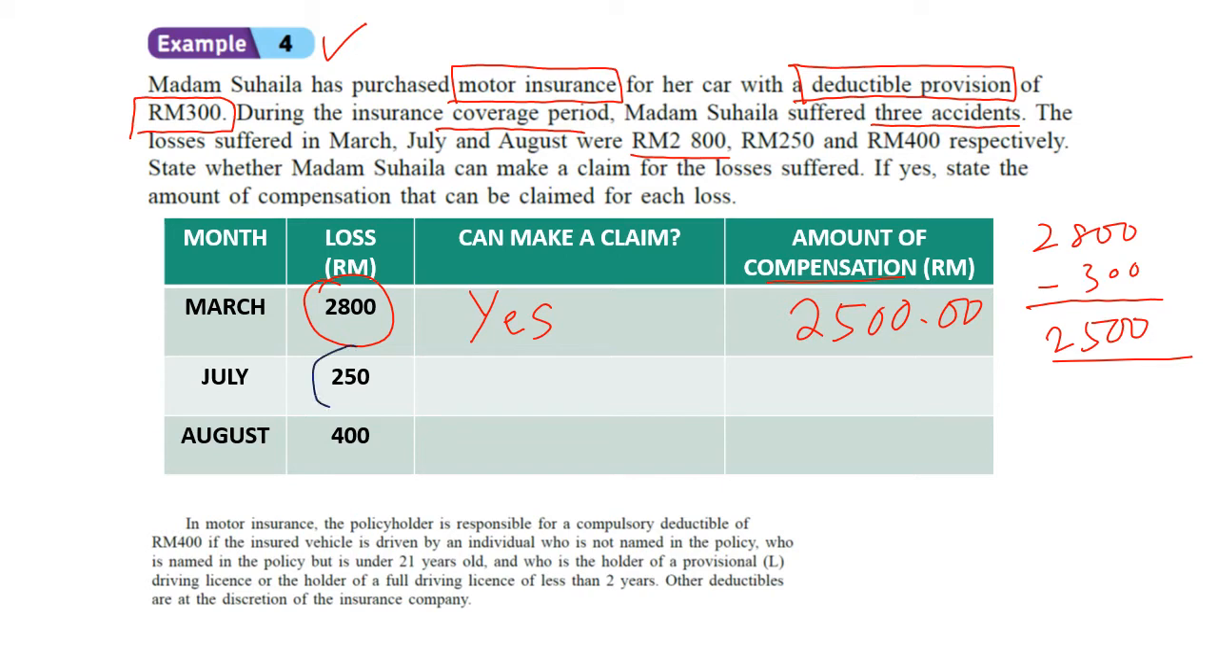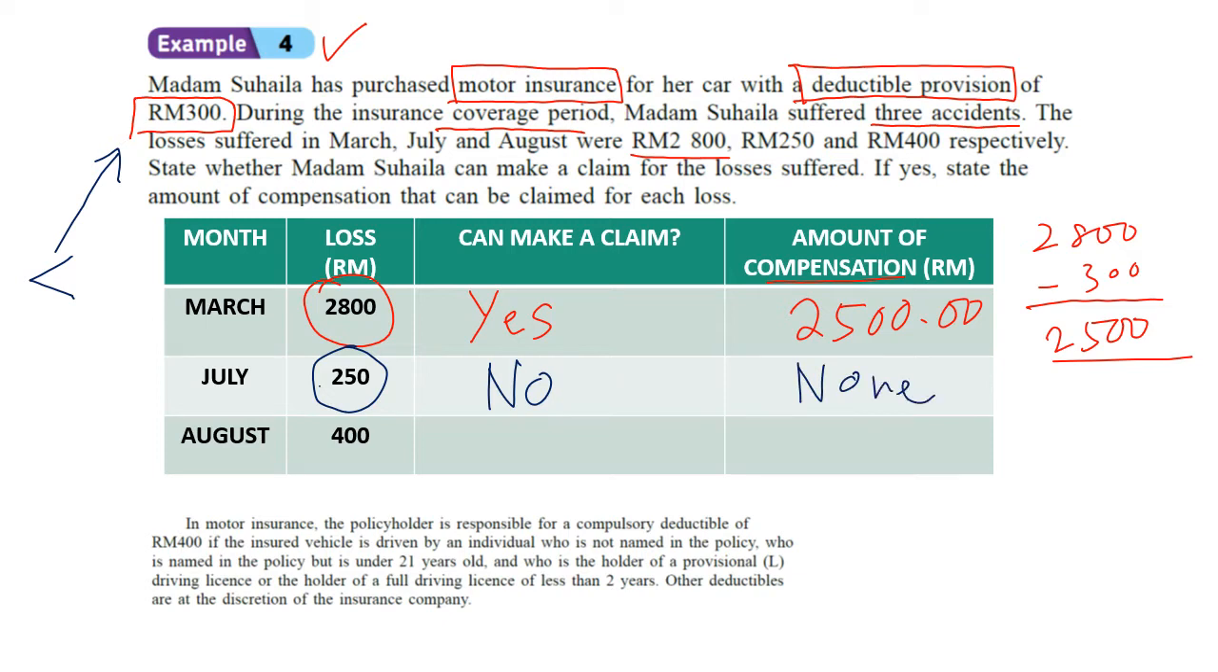What about July? In July the loss is only 250, and it is less than 300. So Madam Suhaila cannot claim. So no compensation.